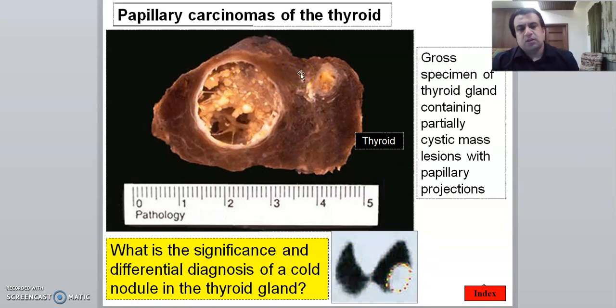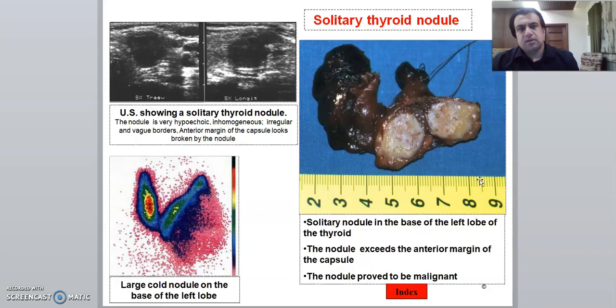You can see the papillary projections in the thyroid gland. Solitary thyroid nodule: these are other nodules on the left side of the thyroid, and the nodule proved to be malignant. You can differentiate between the nodules I have shown you before in the diagram, that they are more of a colloid nature, and this is somewhat more ardent sort of nodule and differs from what I have shown you before.